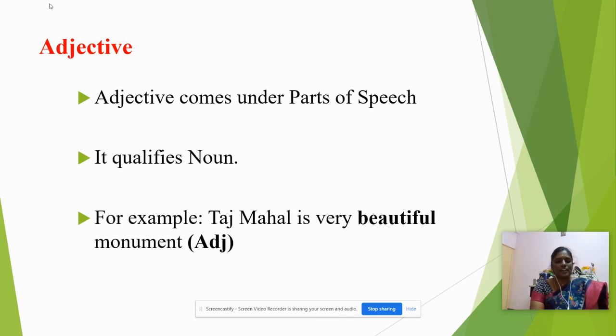Whatever it is, Taj Mahal, beautiful is an adjective, because it is describing the noun Taj Mahal. So adjective means describing noun.